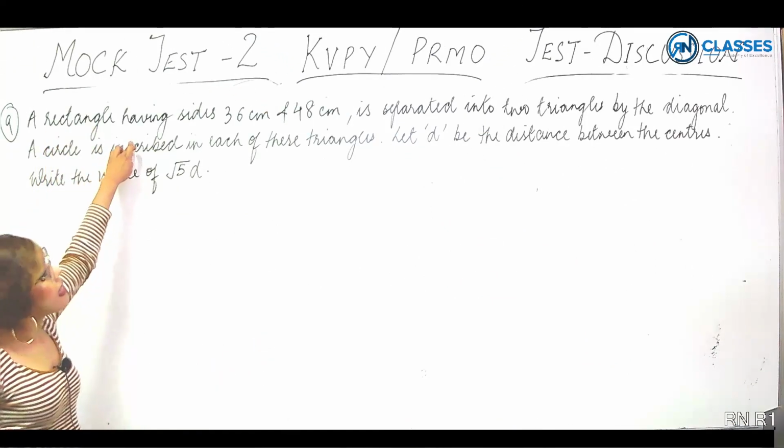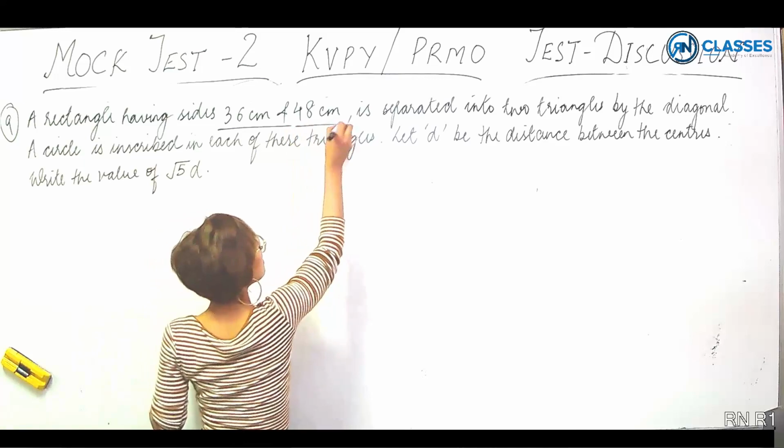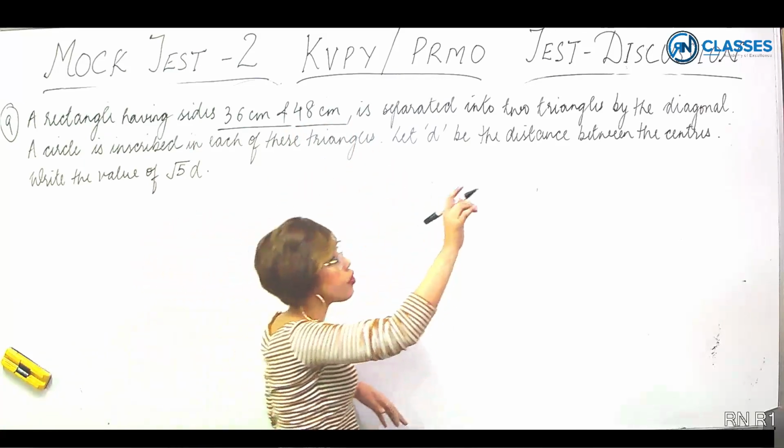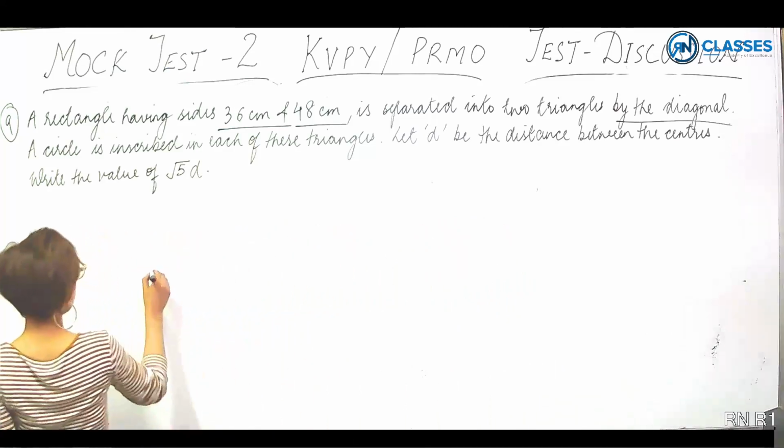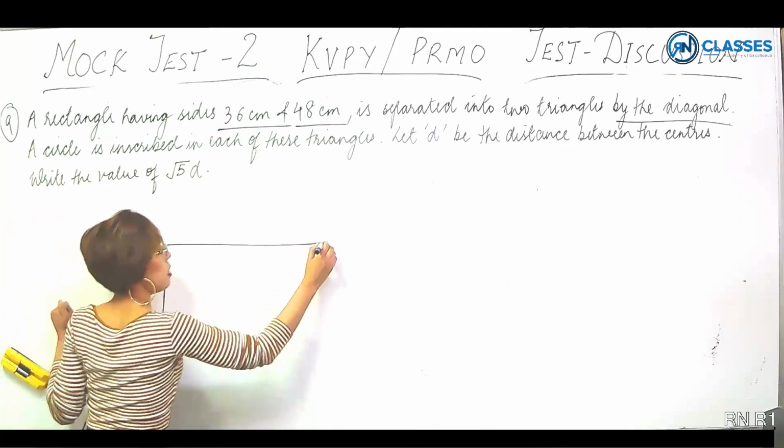Alright, so the next one. A rectangle having sides 36 cm and 48 cm is separated into two triangles by the diagonal. So let me make the rectangle first. So this is my rectangle.